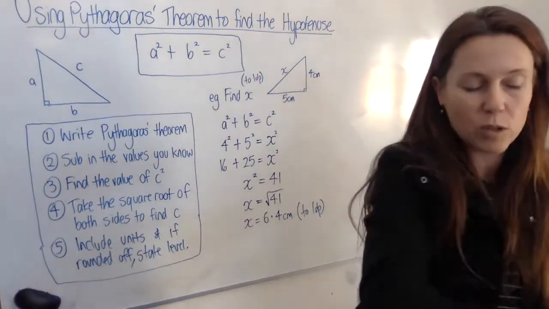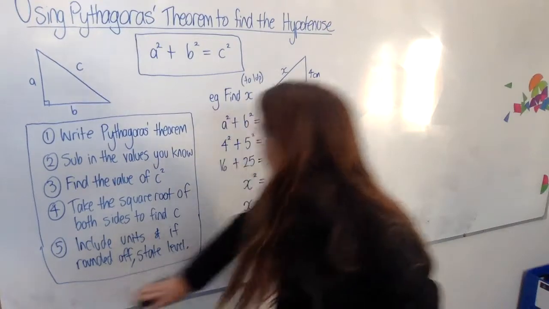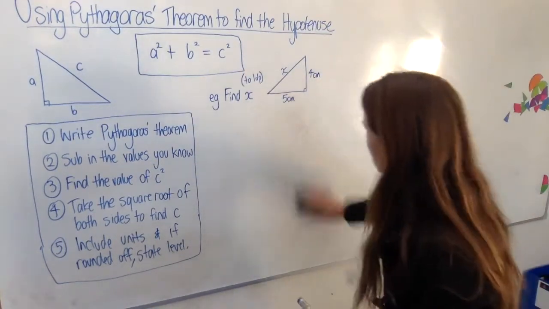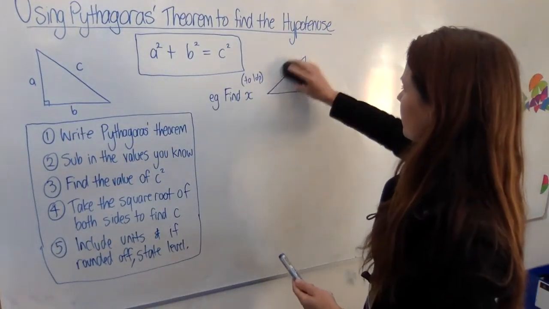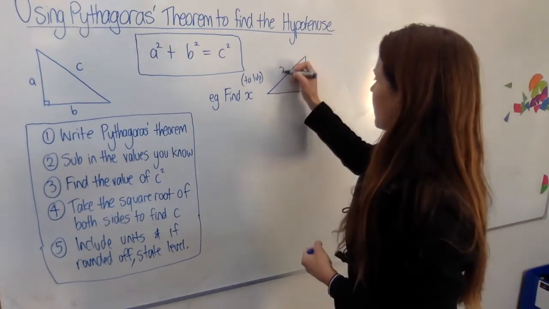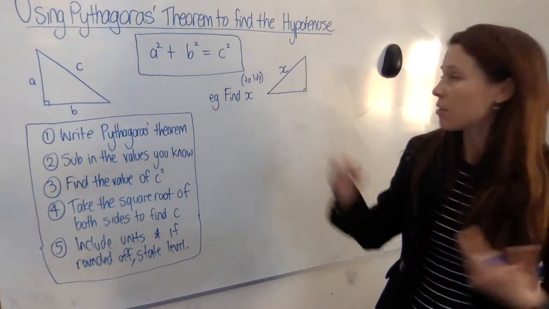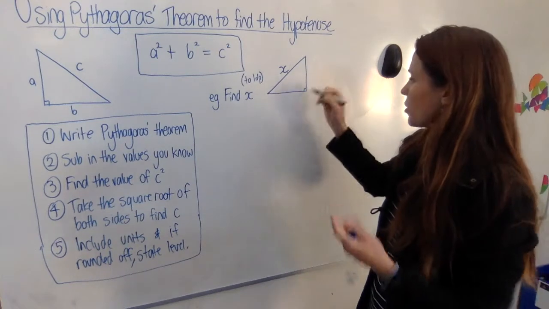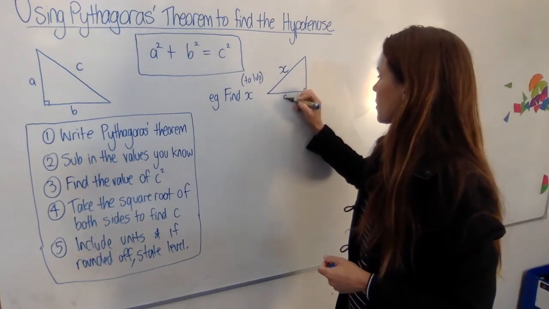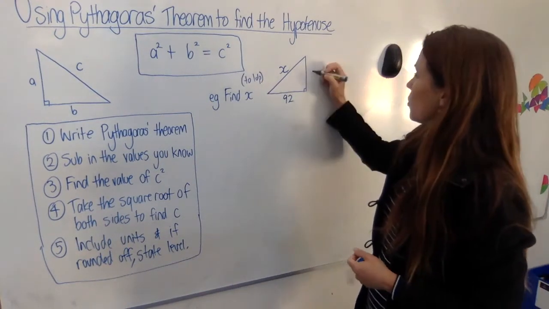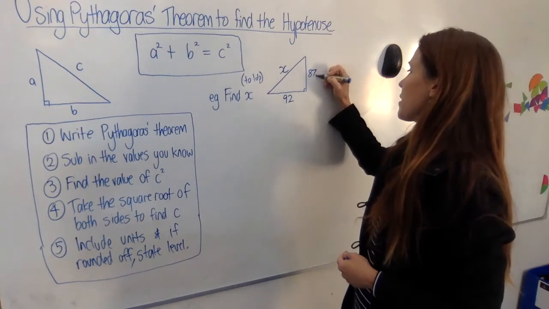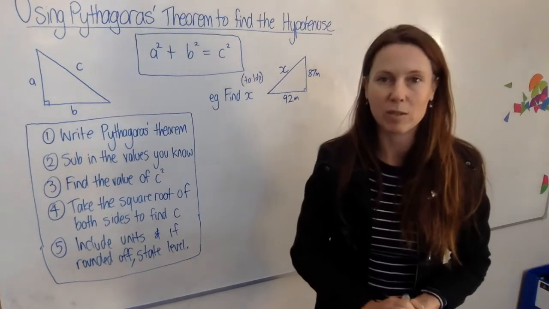Okay, let's have another quick example. We can undo this one and go again. All right, we'll leave this as x. And let's just give ourselves some other side lengths here. How about, I don't know, let's go for 92 and 87 meters. This is a big triangle now.